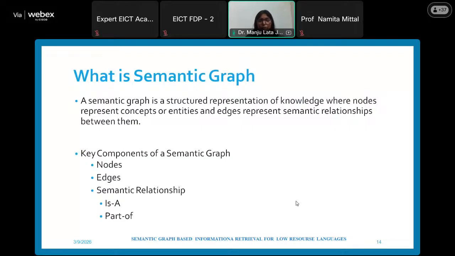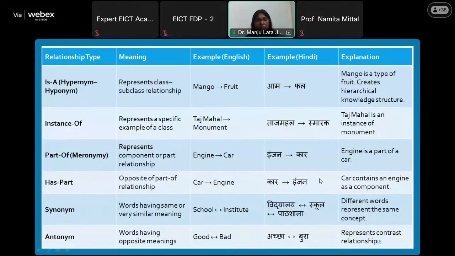Semantic graph, I already told about it, consisting of edges and having many semantic relationships, which we will be discussing one by one thoroughly here. So now here we will be considering semantic relationships in detail. Very firstly, the most important semantic relationship is the is-a relationship, also known as the hyponym relationship.